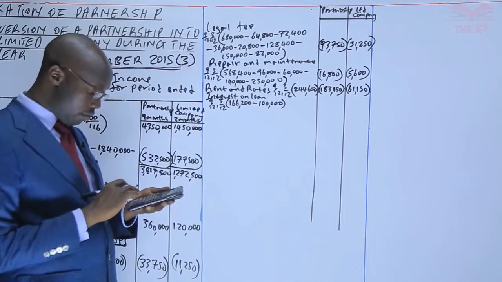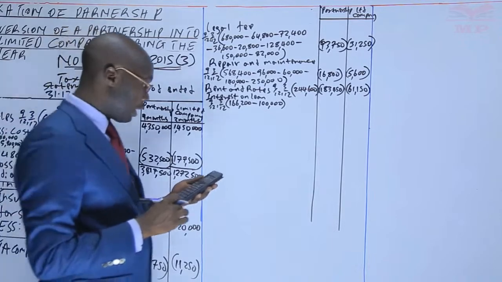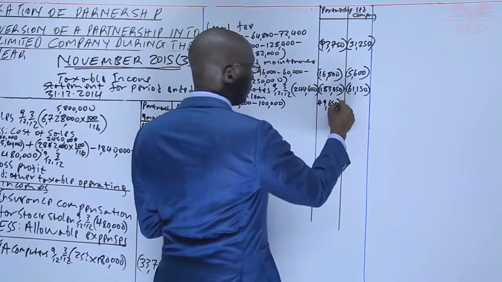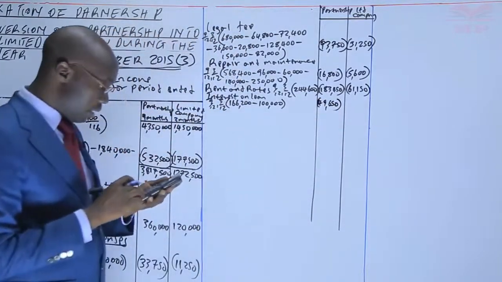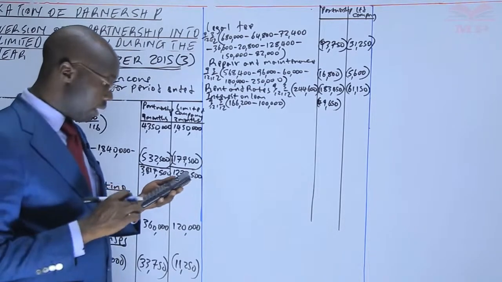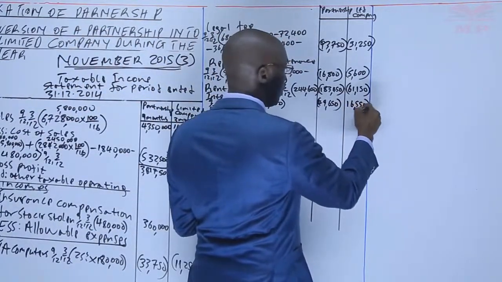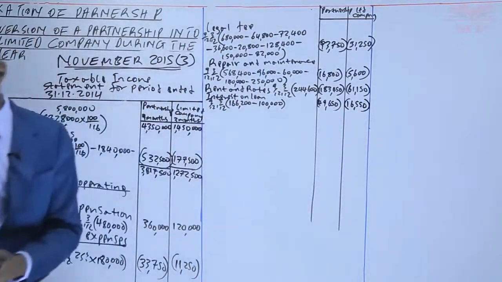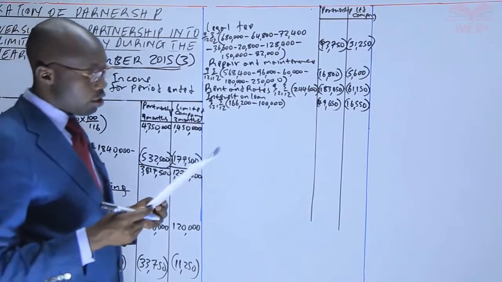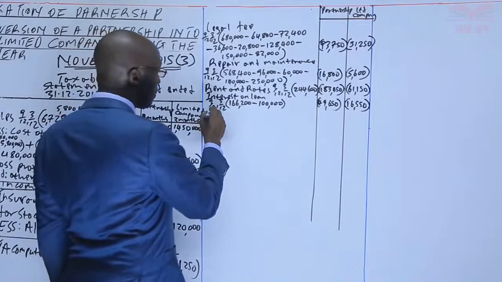Then we apportion 9 divided by 12 times 66,200. Gives us 49,650. The other one is the same. 3 over 12 of the same, 16,550. There. Then we continue, we go back to the income statement. After the interest on loan, we have general expenses. General expenses are allowable expenses.